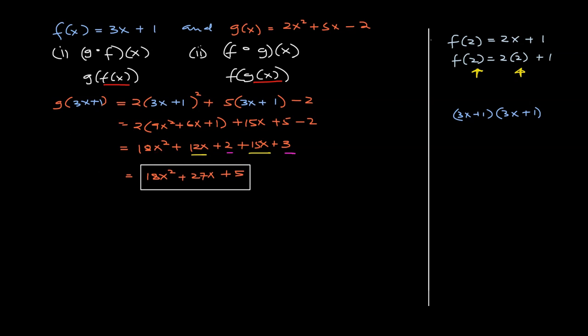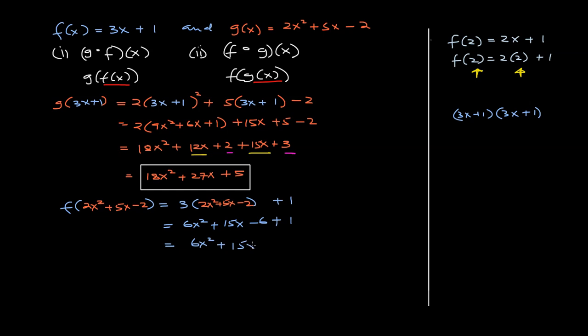Let's go to the second problem, f of g of x, and let's go ahead and do the calculations. We have f, and then we have in brackets equals to, and then we have 3 in brackets plus 1. So all we have to do is we have to input the values of g of x, which is 2x squared plus 5x minus 2. And here we have 2x squared plus 5x minus 2, which equals to 6x squared plus 15x minus 6 plus 1. Hence, our answer is 6x squared plus 15x minus 5.